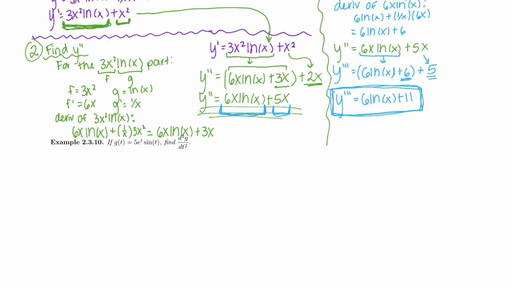So if we go on to the next one, it's just finding the second derivative of g of t. This d squared g over dt squared is just g double prime. Let's make that look better. g double prime of t is what we're looking for. So let's try this one. We'll start with finding g prime of t. This is a product rule.